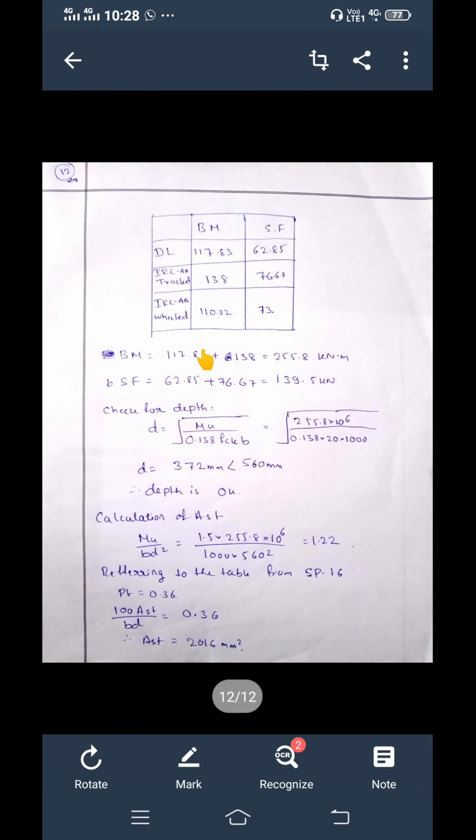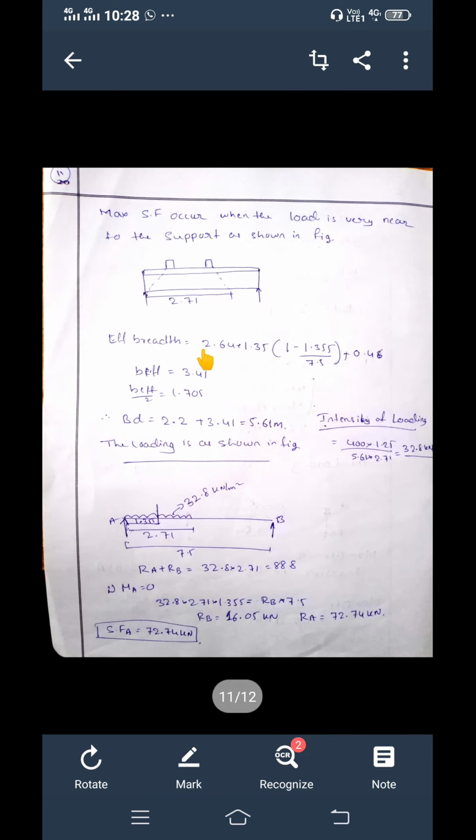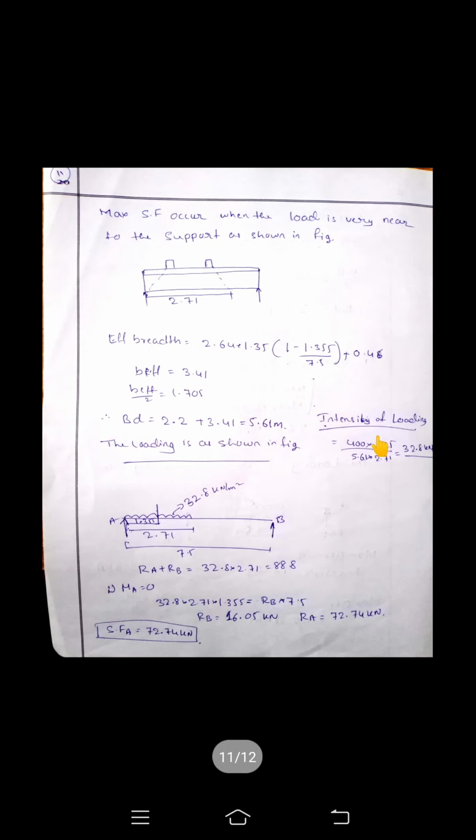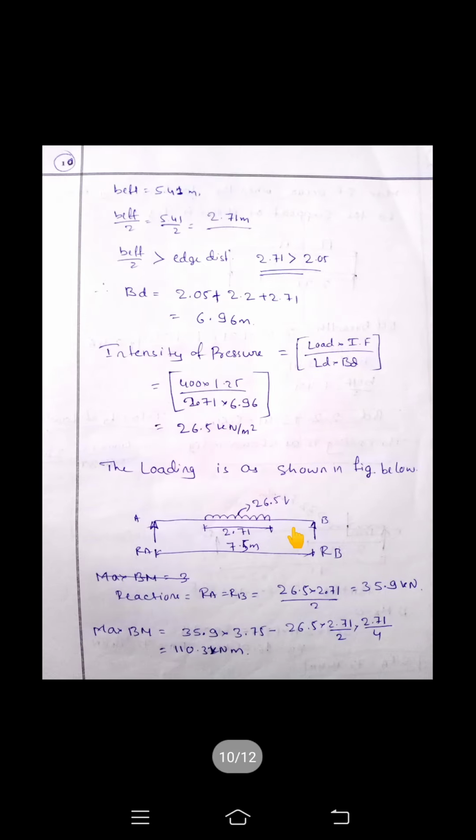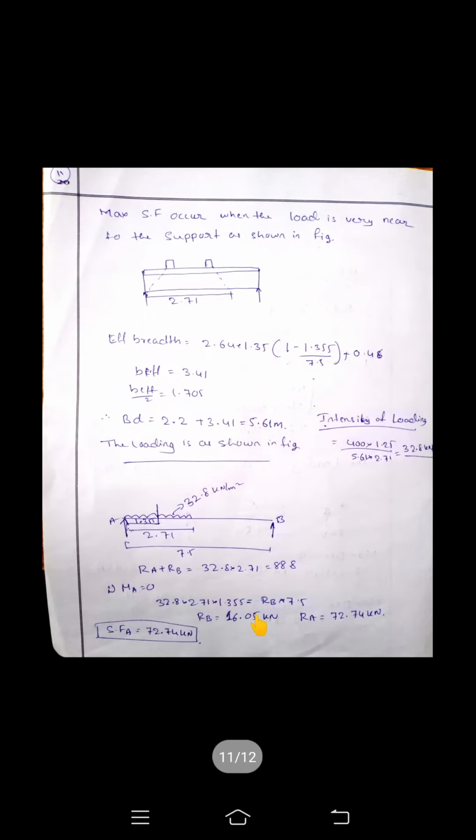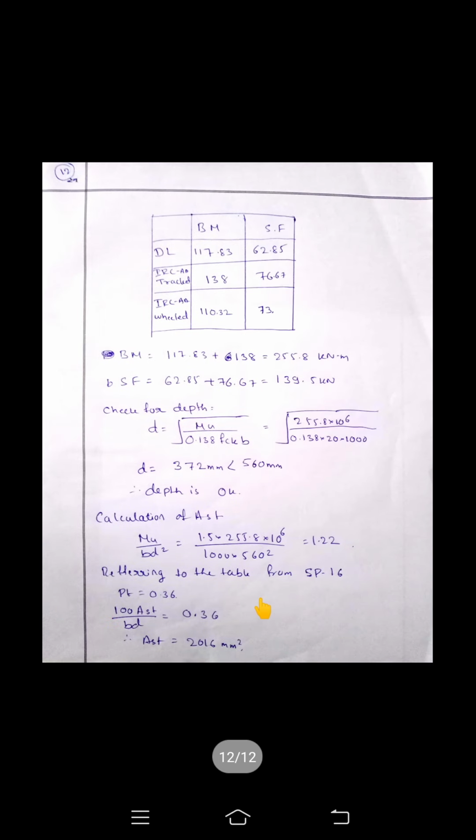76.67. So for the IRC Class A wheeled vehicle, bending moment, how much we have got? Bending moment is 110.3, and for the shear force we got 72.74, isn't it? 73, 110.